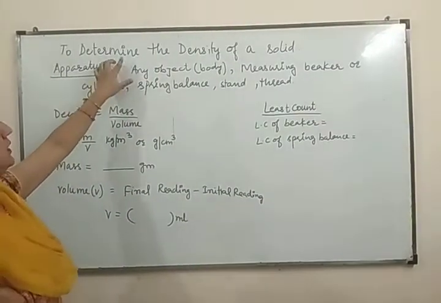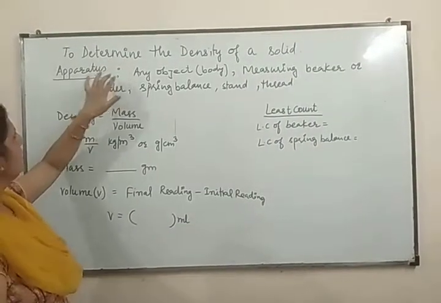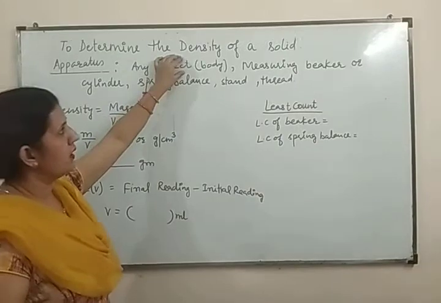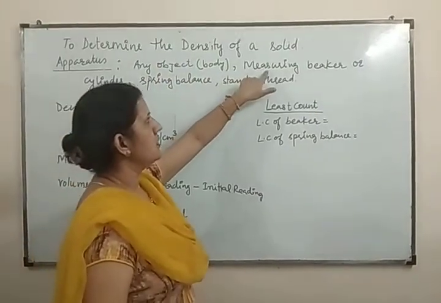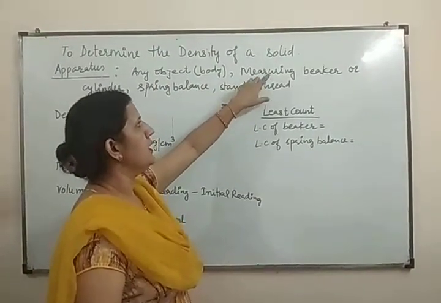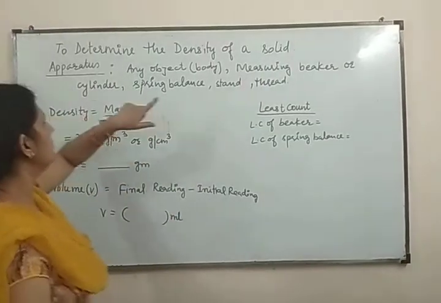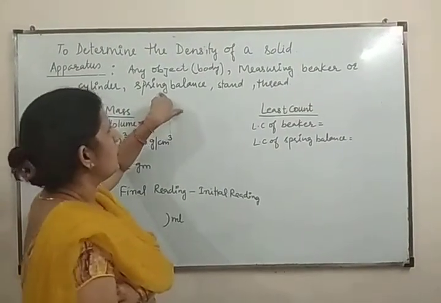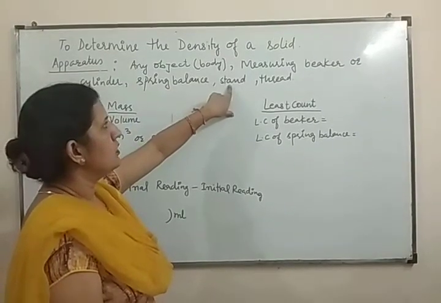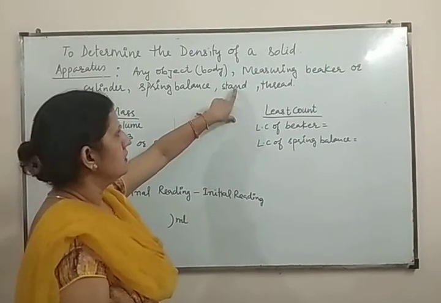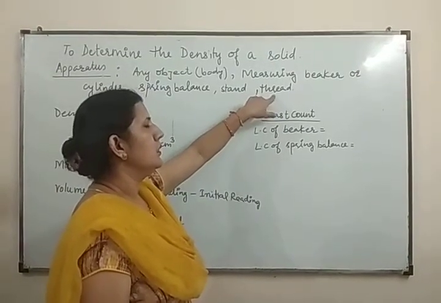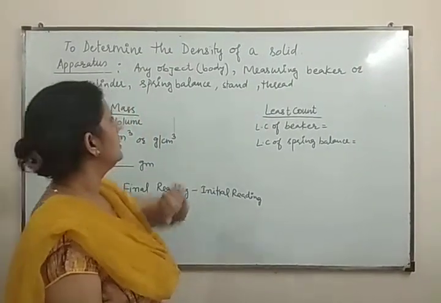For finding the density, what are the apparatus required? Any regular or irregular body, the measuring cylinder or the measuring beaker for measuring the volume, and then the spring balance for measuring the mass of the body, the stand at which you will hang the spring balance, and the thread with which the body is to be tied.